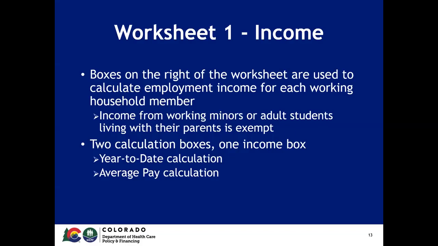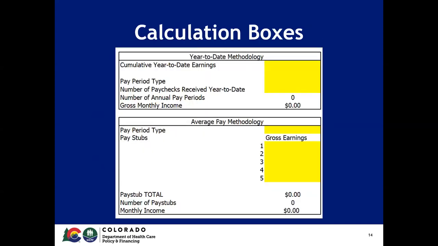The first worksheet is the income worksheet. There are boxes on the right of the worksheet, which are used to calculate employment income for each working household member. And I want to remind you all that income from working minors or adult students who are living with their parents or their guardians is exempt and should not be included in the application. So to the right of worksheet 1, there are two calculation boxes and one income box. The two calculation boxes are the year-to-date and the average pay. And this is what those two look like.